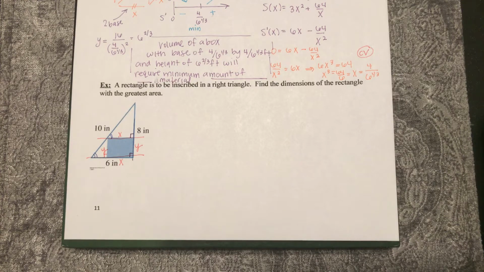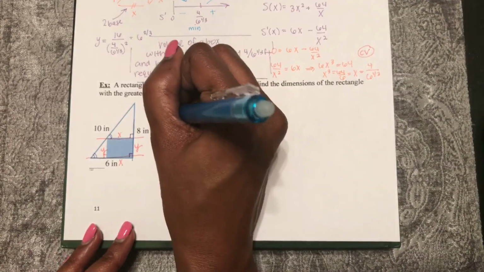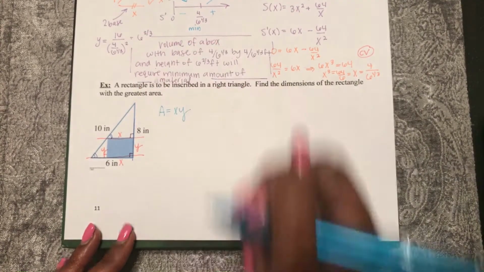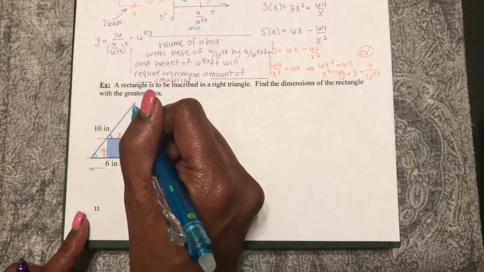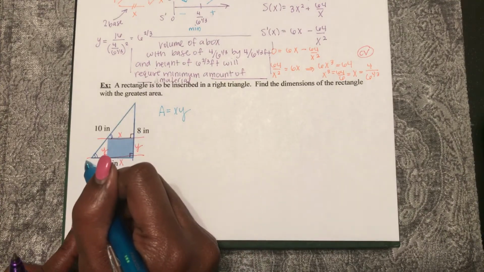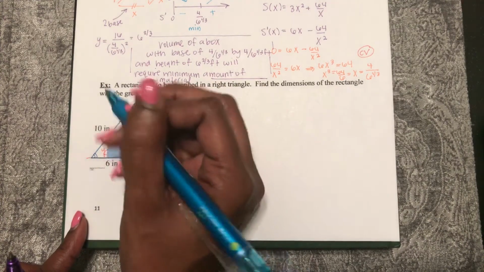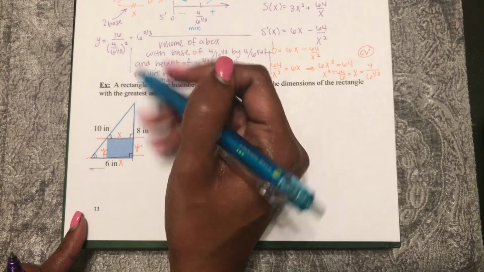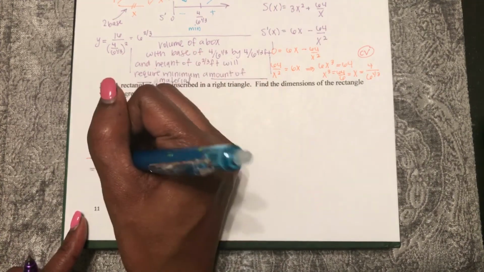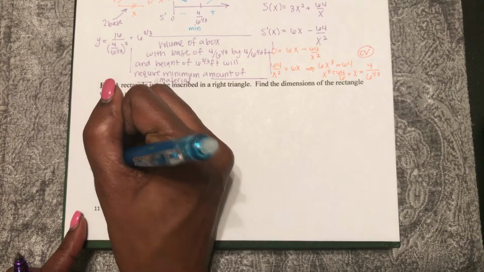First, what's the area of the box? The area of the box is x times y. And I want to maximize that area. But how can I write this in terms of only x or y? So let's look at these similar triangles. There's 8 and 6, right? And then let's see. And then what would this side be right here?